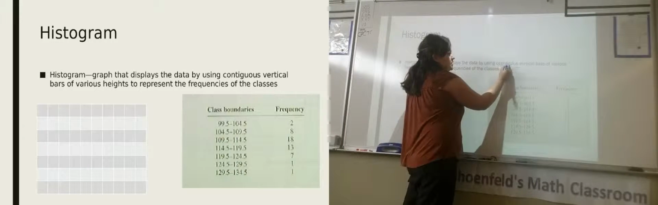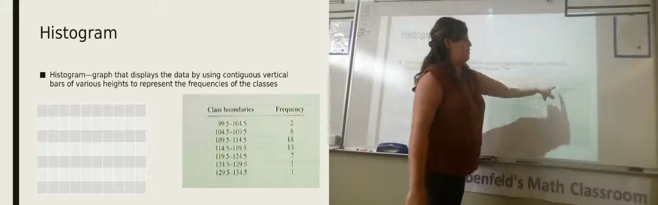Okay, a histogram is a graph that displays the data by using contiguous vertical bars of various heights to represent the frequency of the classes. Contiguous means that they touch. Okay, they're continuous almost. Okay, our class boundaries. So this is actually a question about record high temperatures and how many days of those record high temperatures have occurred.